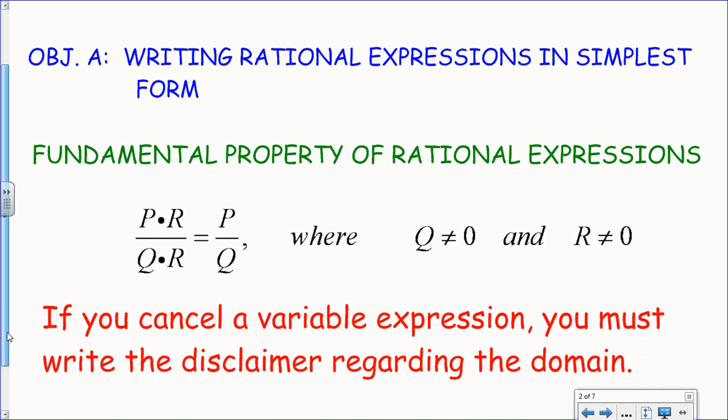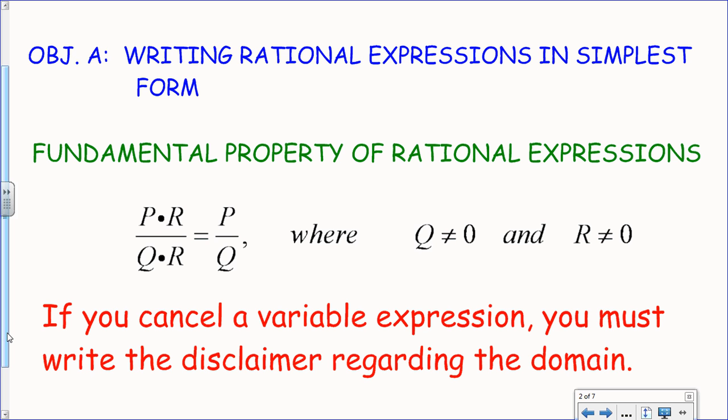All right, so I'm not going to be quizzing you or testing you over the specific properties. You just have to know how to use them. So what this property is saying is that if you have a common factor of r, then you can cancel the r's out.